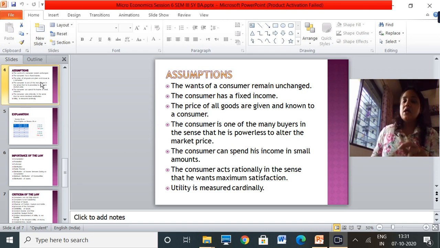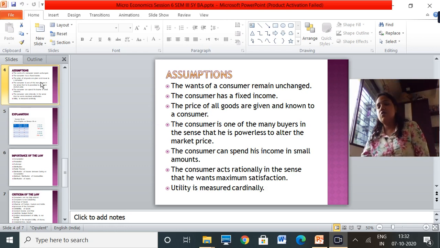The fifth is the consumer can spend all his income in small amounts. Supposing a consumer is earning 100 rupees per month, he cannot spend all this 100 in one shot. He will spend this 100, some amount on good A, some amount on good B and some amount on good C. So slowly he will spend on different types of goods.